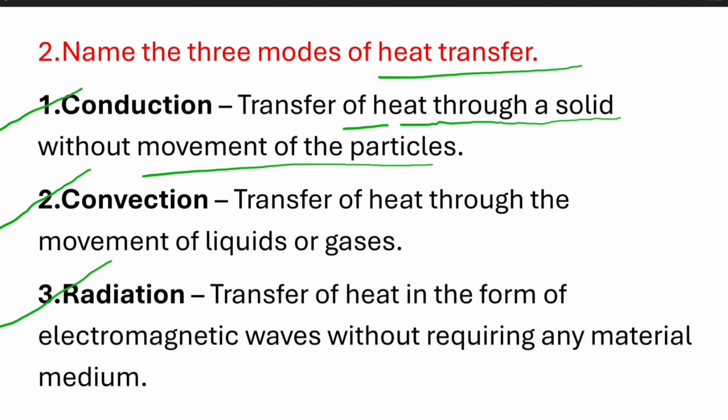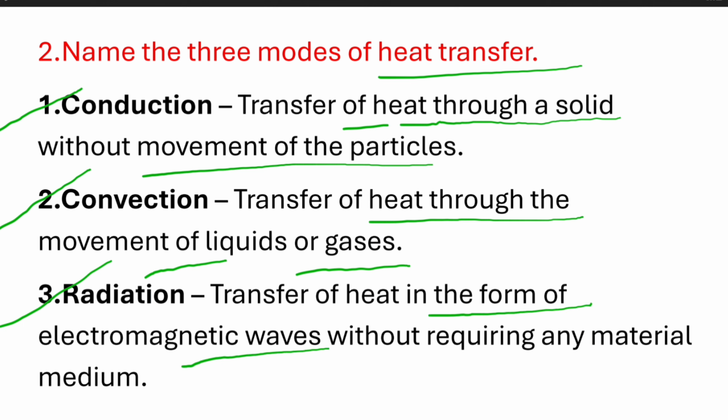What do you mean by convection? Heat is transferred through the movement of a fluid; convection takes place in liquid and gaseous materials. Coming to radiation, heat is transferred in the form of electromagnetic waves without requiring any material or media. Radiation is nothing but heat transferred in the form of electromagnetic waves. We won't require any medium. But in convection and conduction, we require the media. In conduction, we are using solid materials, but in convection, we are using liquid and gaseous materials.